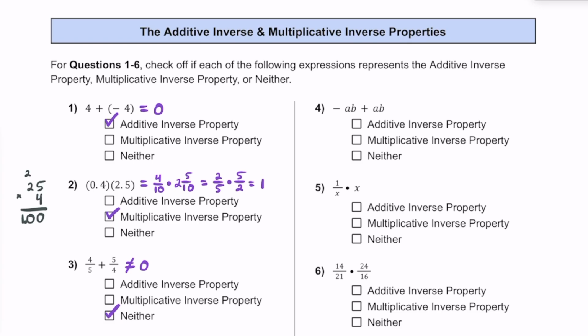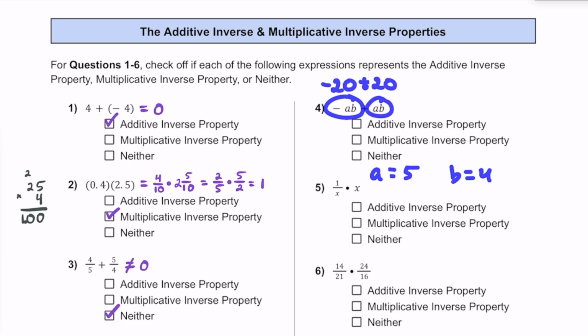For number 4, this time we actually don't have any values, we just have variables. So the negative a times b plus positive a times b. If this is confusing, go ahead and make up hypothetical values for a and b. But if we said a was equal to like 5 and b was equal to 4, then this would be negative 20 if you multiplied, and this one would be positive 20.